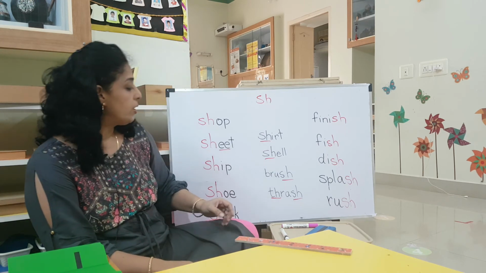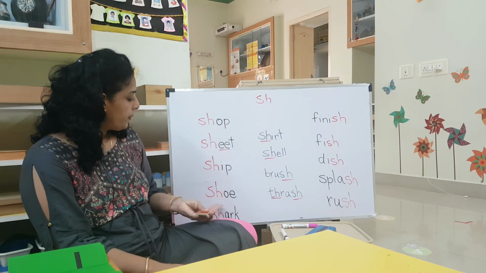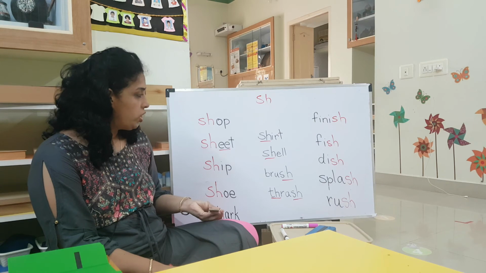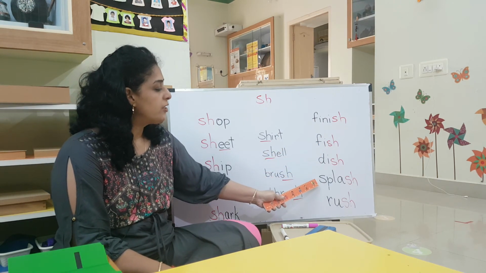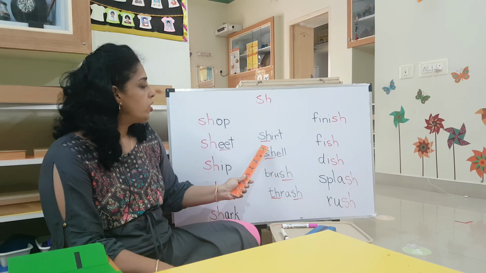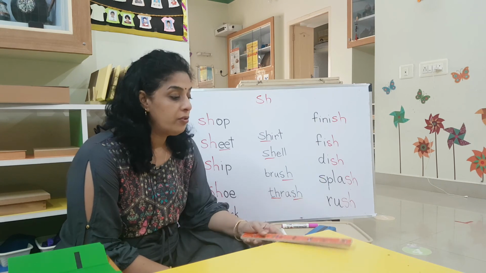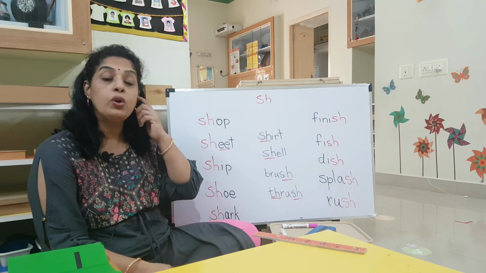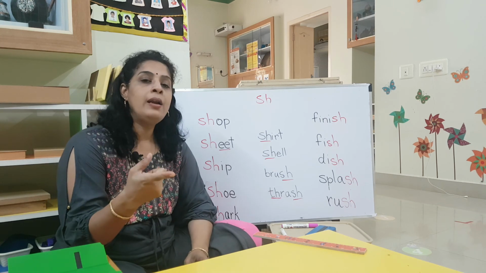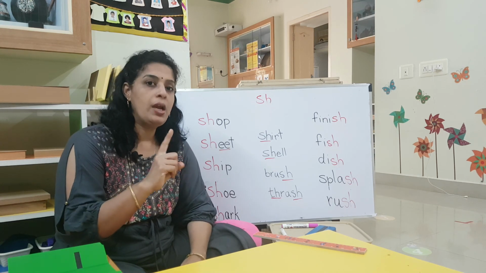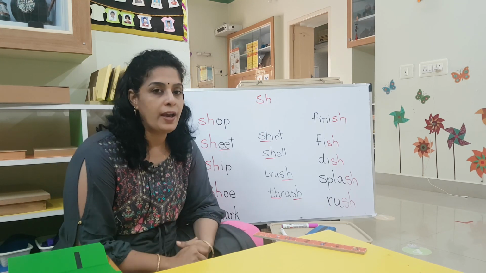Okay, trash. So you have shop, sheet, ship, shoe, shark, finish, fish, dish, splash, rush, shirt, shell, brush and thrash. Okay, so that is all for this week. I want you to look out for more words in sh. Two words, one in the beginning with sh and another in the end, sh. If you have one in between also, it's fine, good for me.